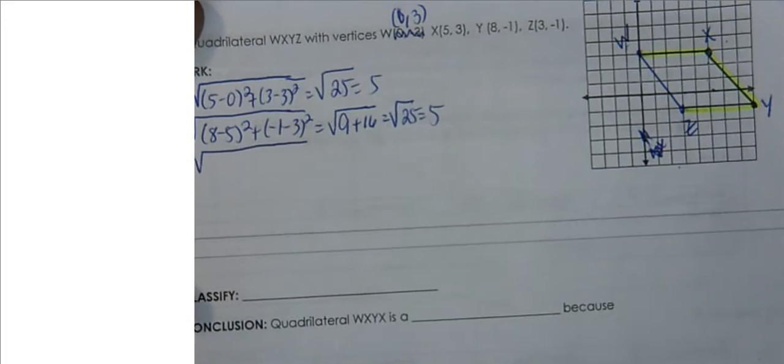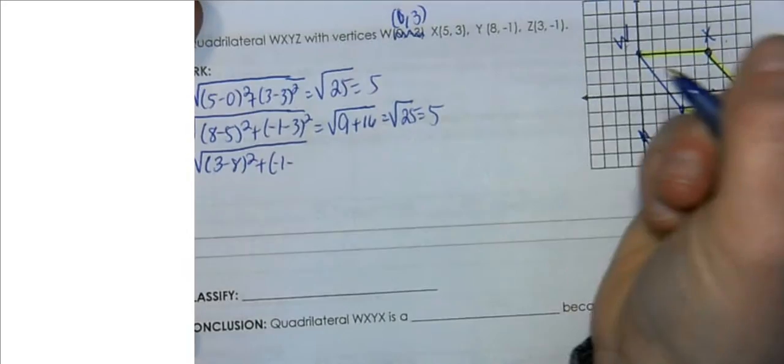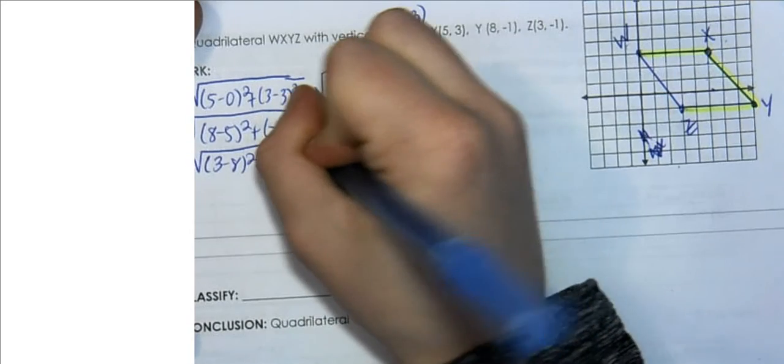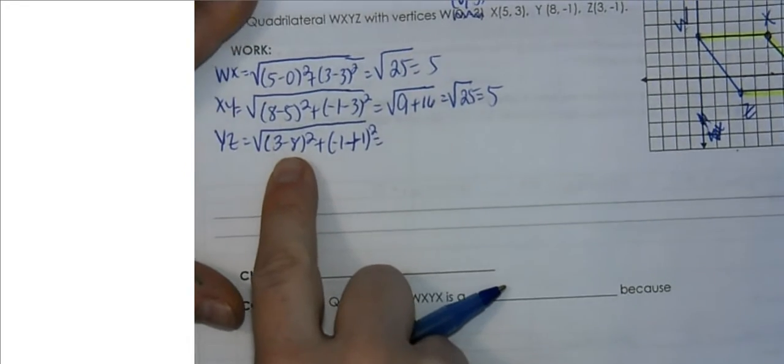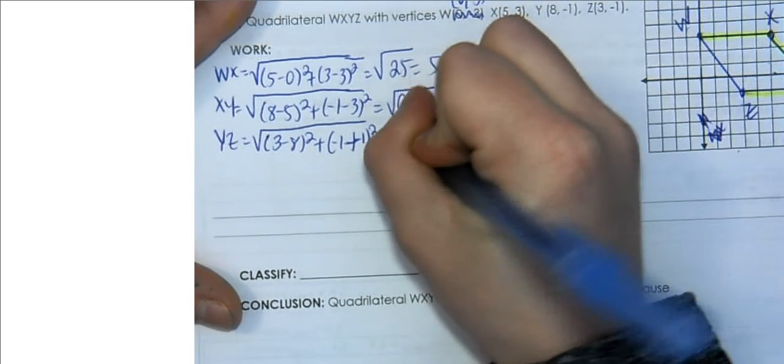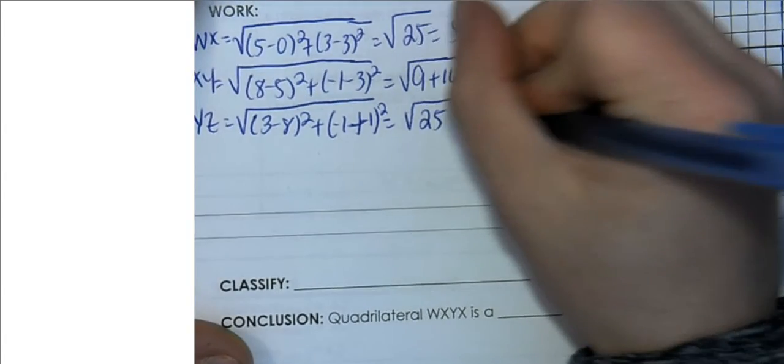All right, so let's go ahead and find YZ. So that is (3 minus 8) squared plus (negative 1 minus negative 1) squared. So negative makes a positive. I have 3 minus 8, which is negative 5. Negative 5 squared, which is 25. Negative 1 plus 1 is 0, so there's nothing more to write down. The square root of 25 is 5.